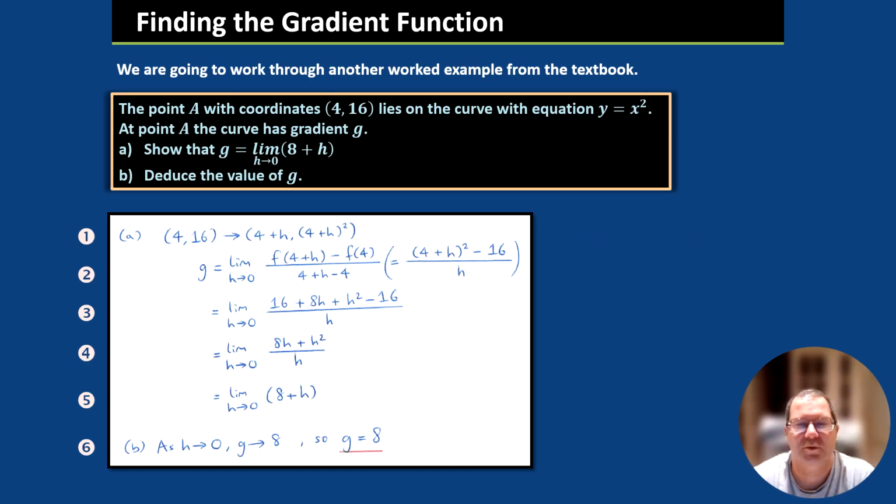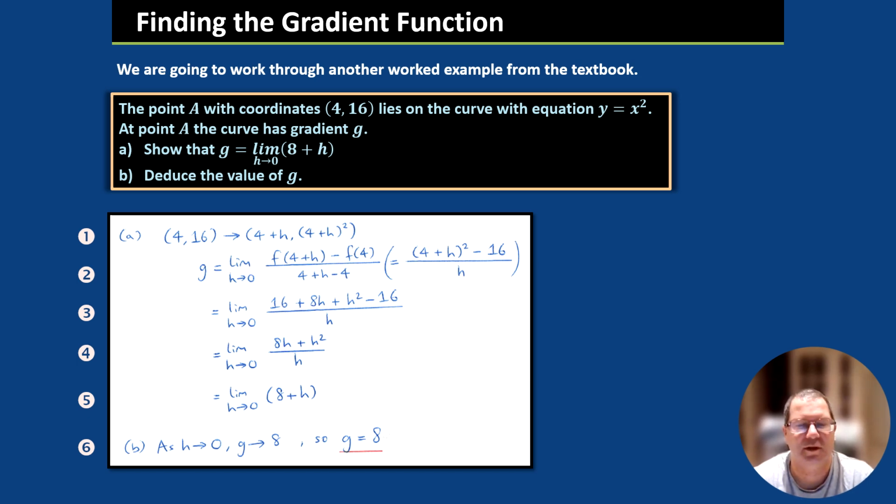So we're going to start with a worked example from the textbook. The point A with coordinates 4, 16 lies on the curve with the equation y equals x squared. At point A, the curve has gradient g. Part A: show that g is 8 plus h as h tends to 0, and part B: deduce the value of g. So I've written out my solution.